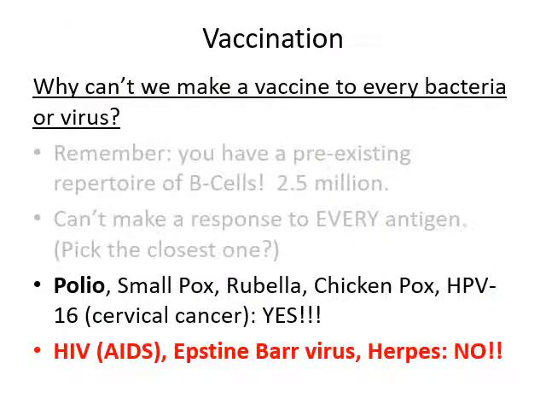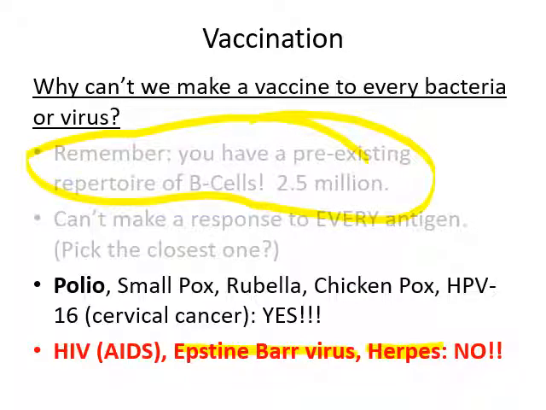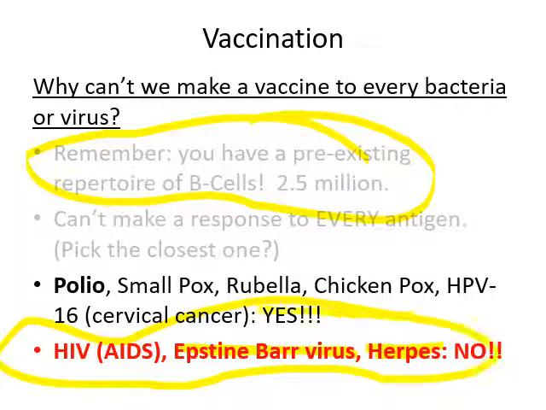All right, we have never been able to make a vaccine against HIV. Another virus called the Epstein-Barr virus, which causes mononucleosis, which is a kissing disease. We've never been able to make a vaccine to destroy the herpes virus. And again, it's because we only have a pre-existing repertoire of B cells, and we just don't happen to have any B cells that can produce antibodies that will bind to the antigens on these viruses. So sometimes with vaccines, sometimes we have good luck and sometimes we have bad luck.